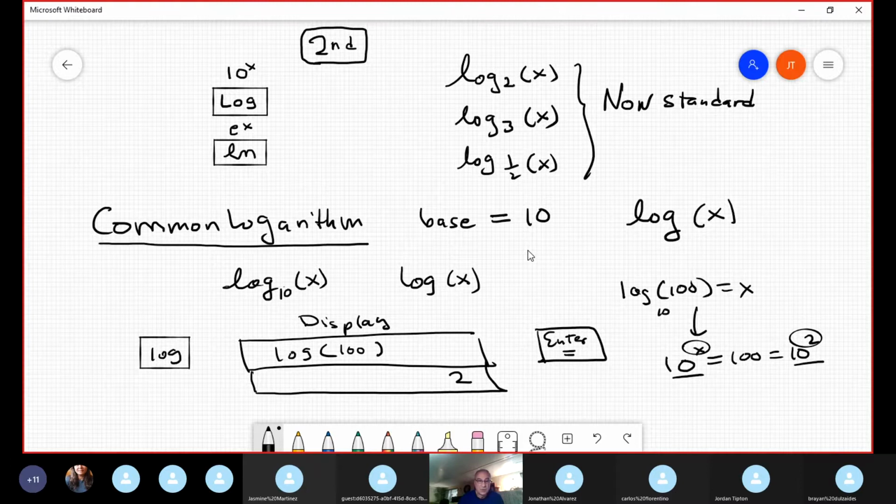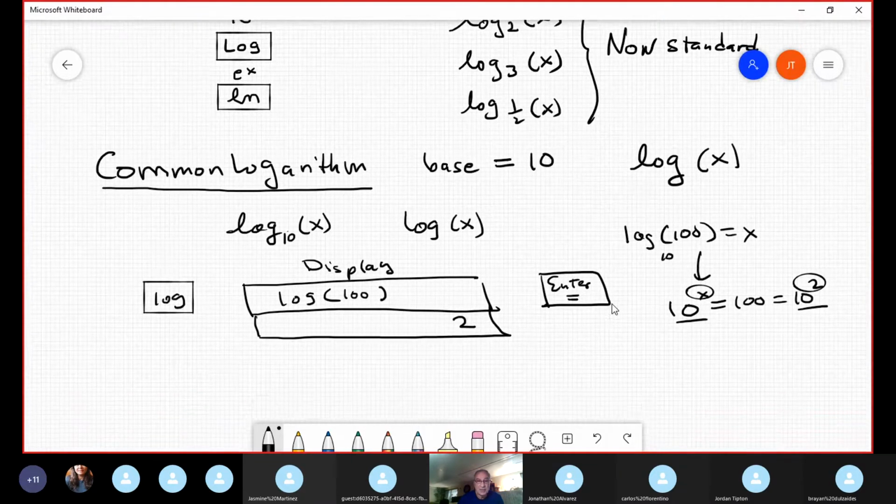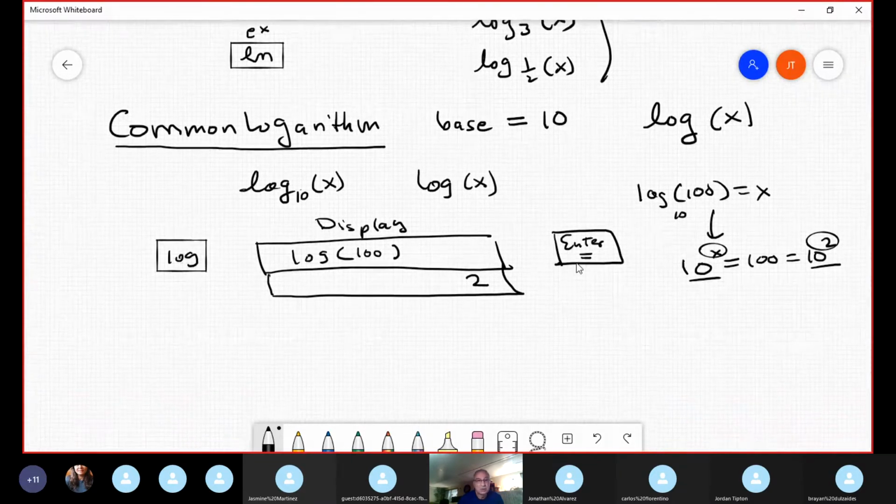This is the common logarithm. It is standard. Base 3, base 2, base 1/2 are not on the calculator. And the second logarithm is the natural logarithm.